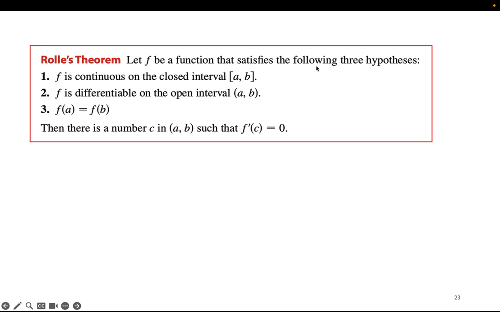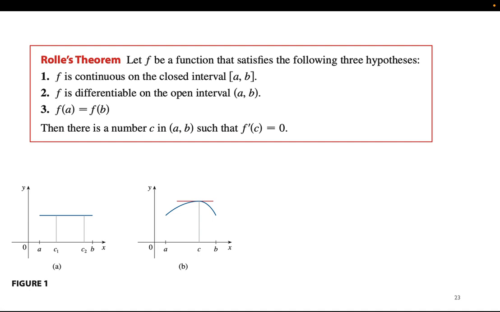Suppose you have a function, and this function satisfies the following 3 hypotheses. It's continuous on a closed interval. It's differentiable on an open interval. So we don't need it to be differentiable at the endpoints, but we need it to be continuous at the endpoints. And the last condition is that f of a is equal to f of b. The endpoints have the same y value. Then this theorem, Rolle's theorem, guarantees that there's a point c somewhere in the middle between a and b such that f prime at c is 0.